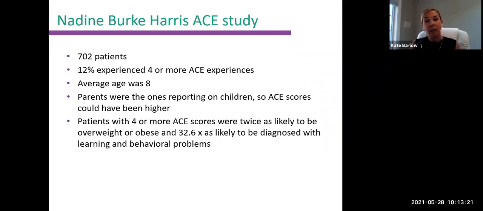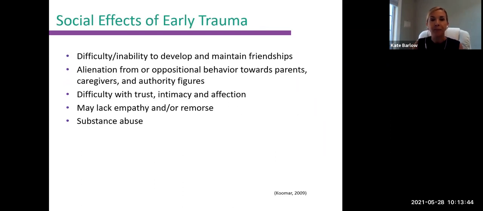And how that correlated with the children were that the children with 4 or more ACE scores were twice as likely to be overweight or obese. And here's the big one. Children with 4 or more ACEs were 32 times as likely to be diagnosed with a learning or behavioral problem. And that's one of the big takeaways from today.